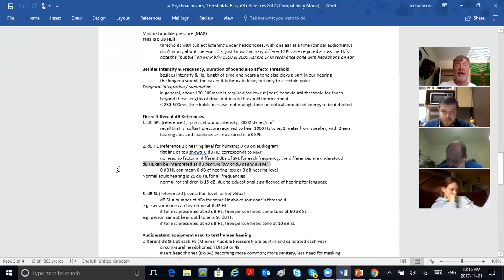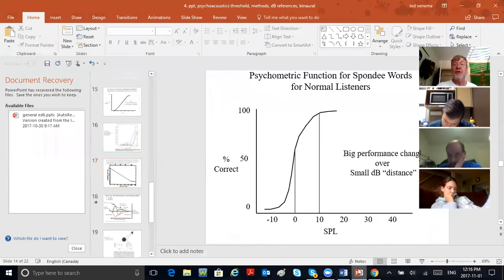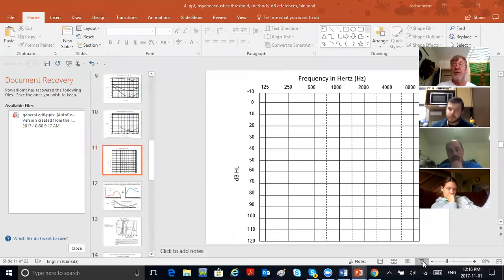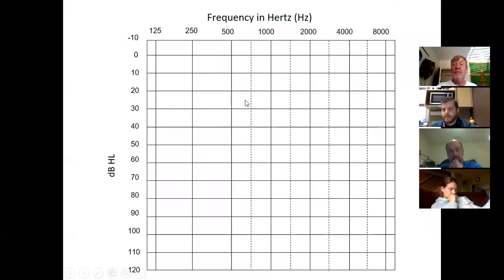So 0 dBHL can mean 0 decibels of hearing loss or 0 dB hearing level. Normal adult hearing is 25 dBHL for all frequencies. Let's look at normal hearing. Normal human hearing, 25 or less. Okay? Normal hearing for a human being is 25 decibels or less, HL. For a child, normal hearing is 15 decibels or less.